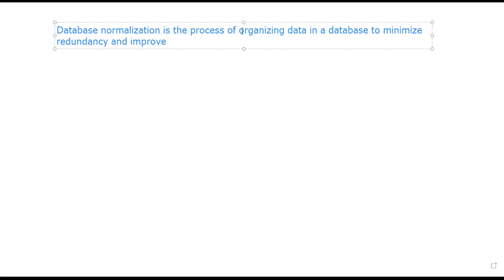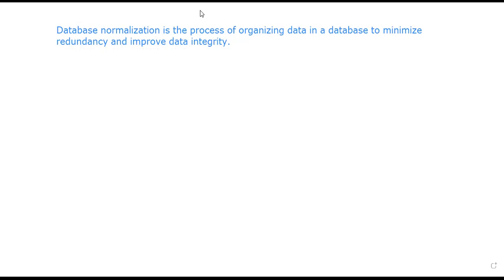Now here you may sometimes think, what is this data redundancy and data integrity? So let me explain them as well. So simply, what is database normalization? It is the process of organizing data in a database to minimize redundancy and improve data integrity.